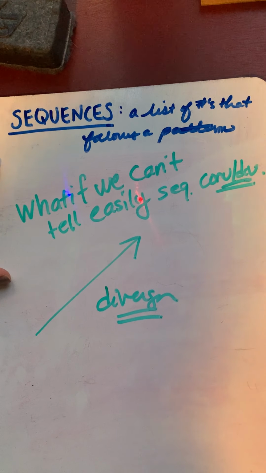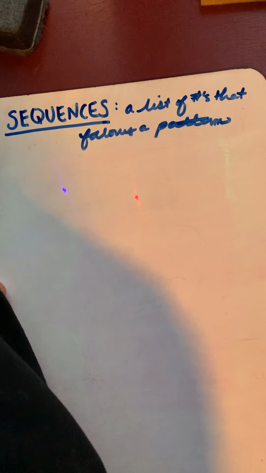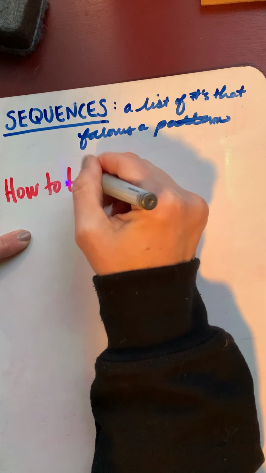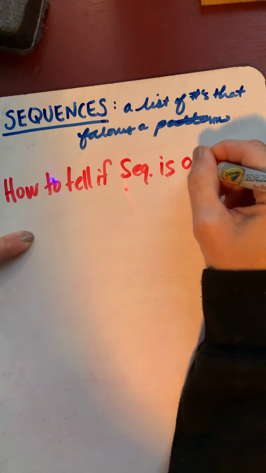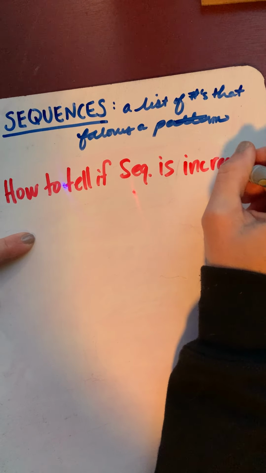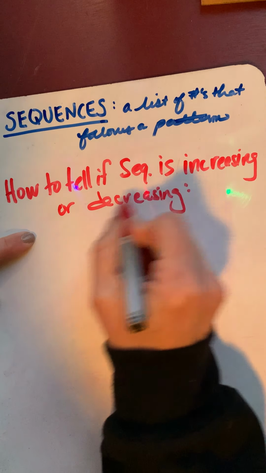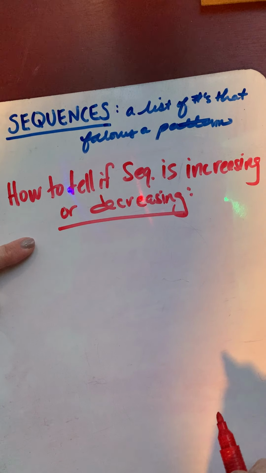So one thing we can do is just ask ourselves, does the sequence we have get smaller, or does the sequence we have get bigger as I move along? So how can I tell if a sequence is increasing or decreasing? We're going to compare the top and the bottom. So most times we're going to have a fraction. Sometimes we're just going to think about it.